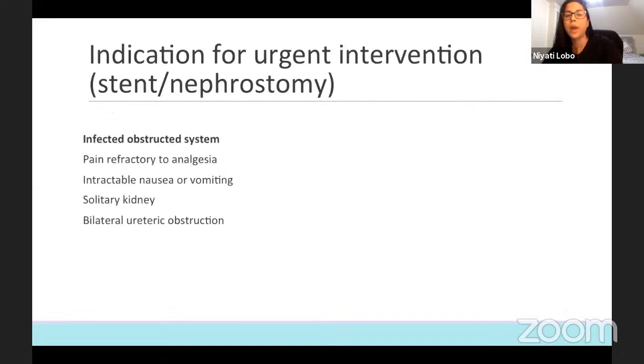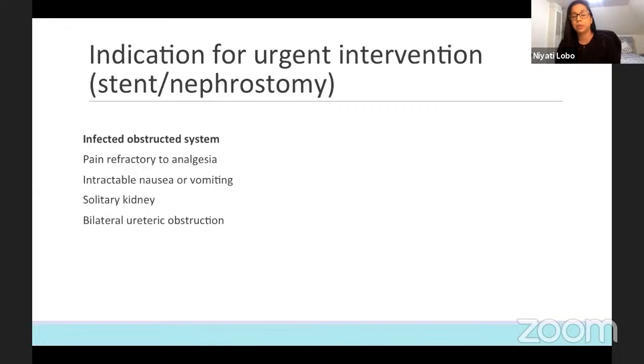So when do we need to put in a stent or a nephrostomy? And I'm going to show you pictures of both in a second. So the main indication is an infected, obstructed kidney. So if you've got a stone there that is causing obstruction and you've got superimposed infection, you've got to decompress and deobstruct that system rapidly. And you do that with either a stent or a nephrostomy. So that is essentially a drainage tube which bypasses the stone.